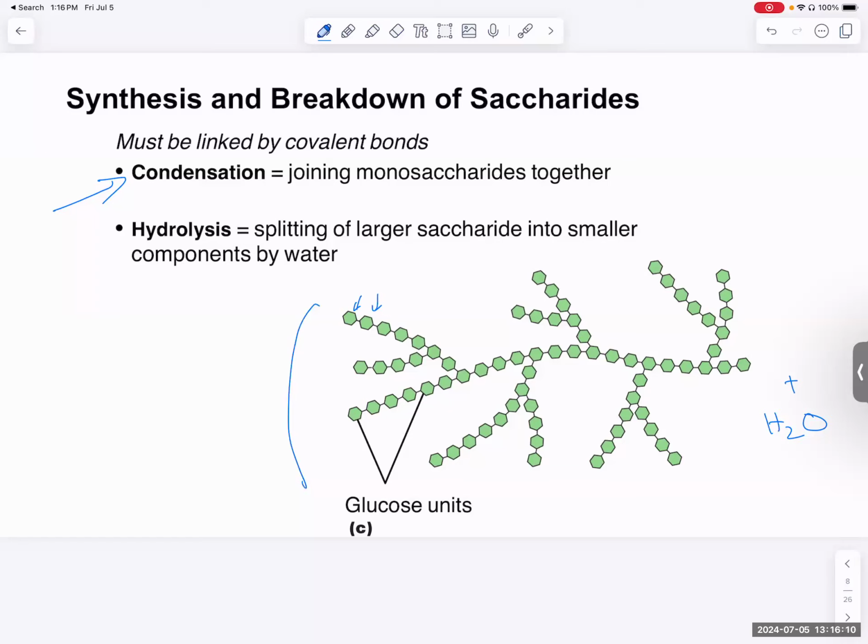this polysaccharide, say it was stored as glycogen in the body. This is how we store carbohydrates in our muscles and in our liver. And we want to use this stored glucose. We are going to use water to then separate those glucose molecules. So this is called glycolysis. We'll talk about that in cellular respiration.